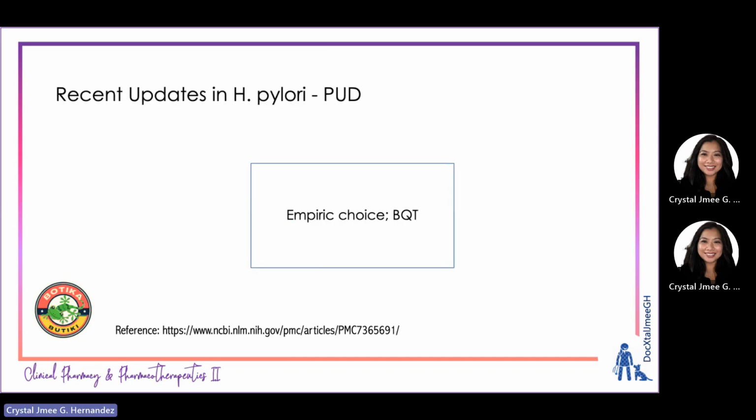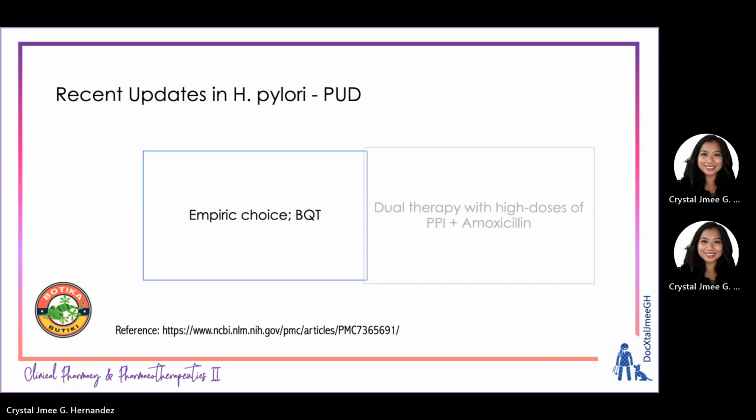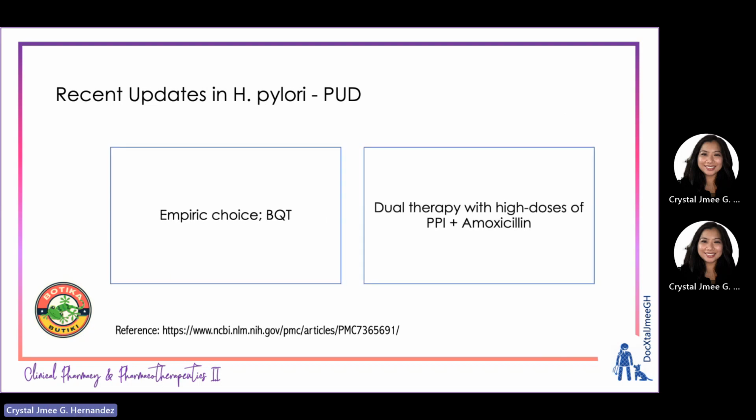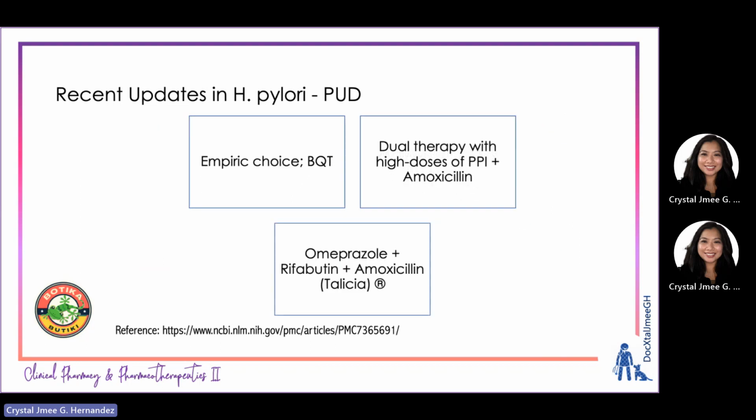So for the recent updates on H. pylori PUD, the empiric choice is the bismuth quadruple therapy. Meaning to say, when we say empiric, the patient is still being tested for the presence of H. pylori, but the treatment is already started. Then once confirmed, they can go for dual therapy with high doses of PPI and amoxicillin.